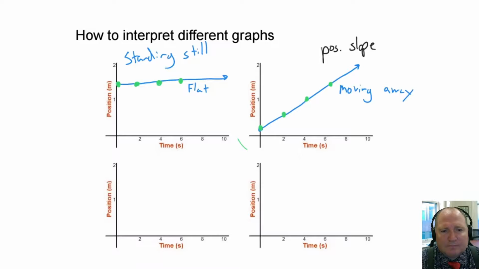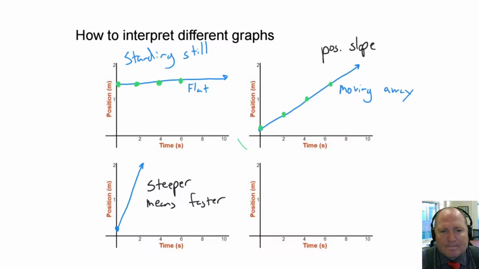All right. Now, we could have another positive slope, but much steeper. So how is this different from this example? Let's just say steeper means faster. Cool. Steeper means faster. Love it. So the steeper the line, the faster it's moving away from you.